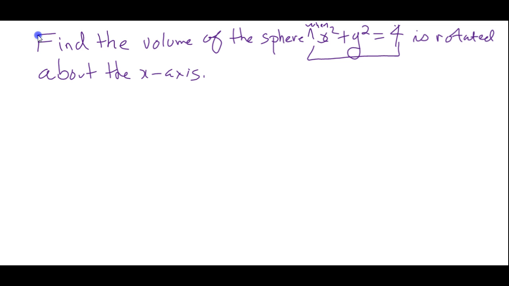But that's a circle. Okay, circle with radius 2. Okay, so x squared plus y squared equals 4.